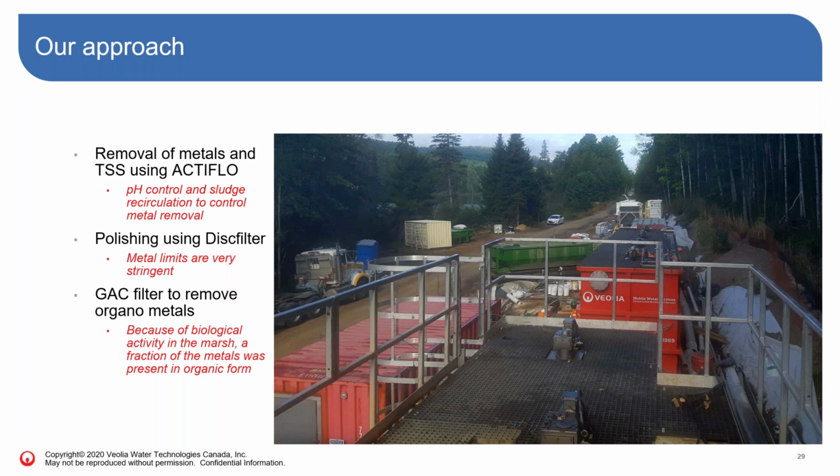One of the interesting things is that even if the original ore did not contain any organic material, the ore concentrate was left in the marsh for probably 2 decades, something like that. A fraction of the metals got picked up and got transformed into organometals, and those organometals are not easily removed by precipitation under alkaline conditions. They're very easily removed by using GAC. So the GAC was there to do a final polishing of the system.